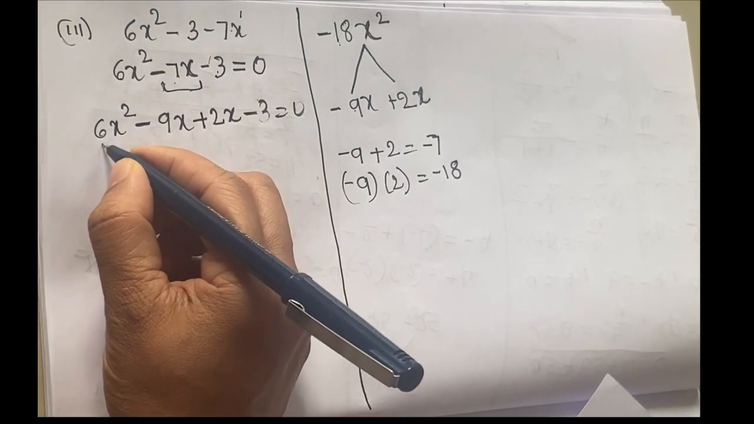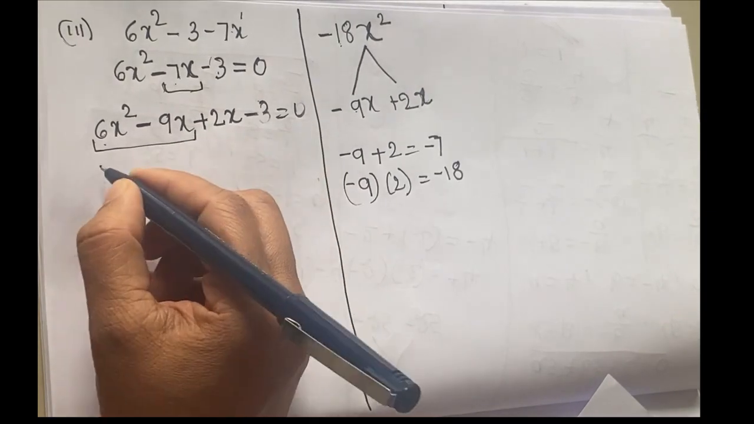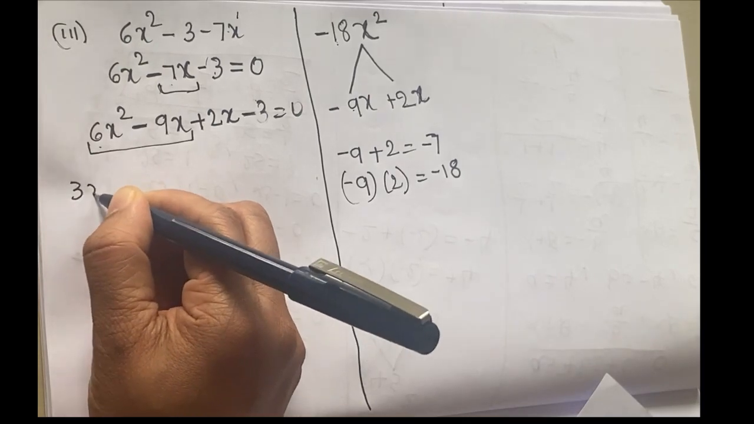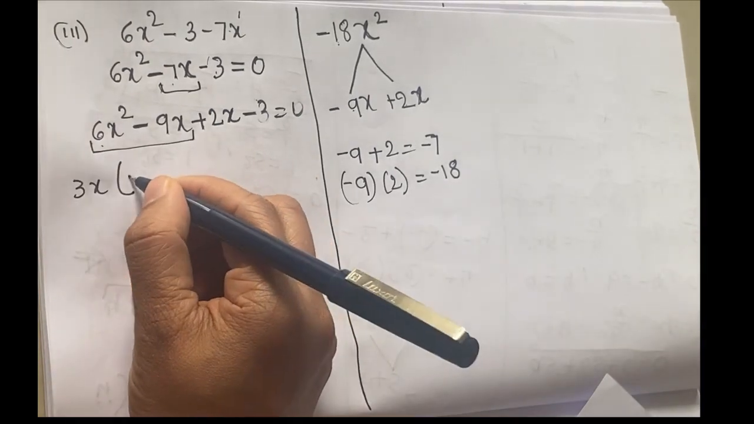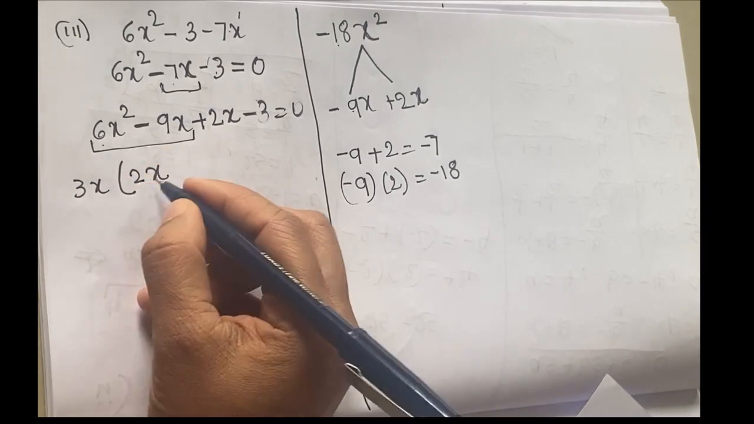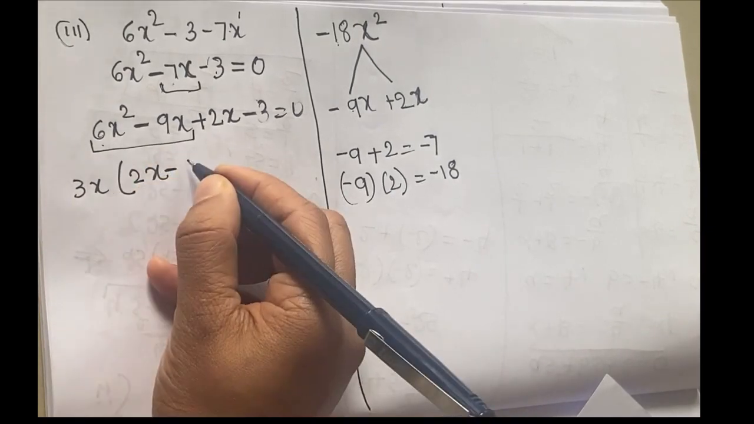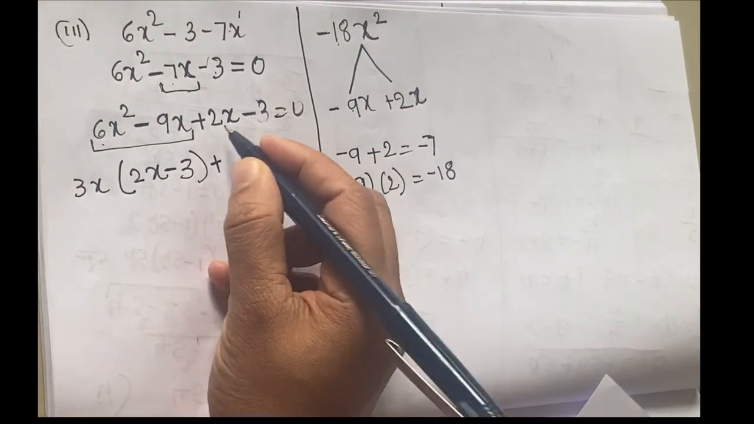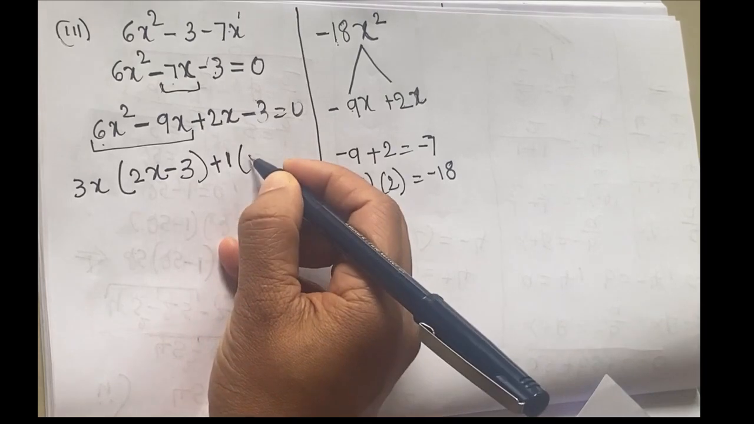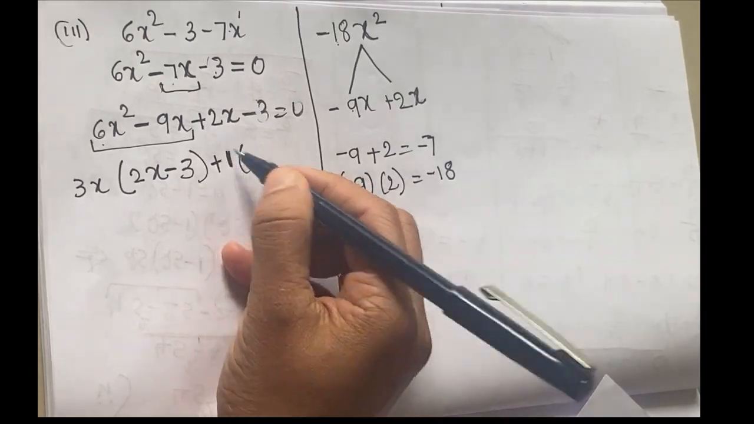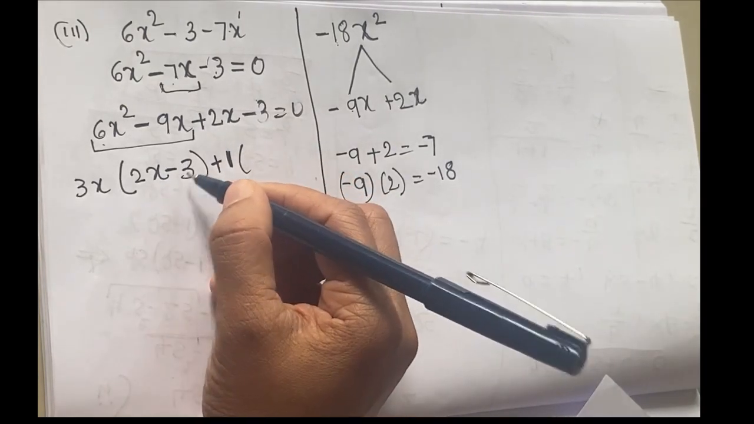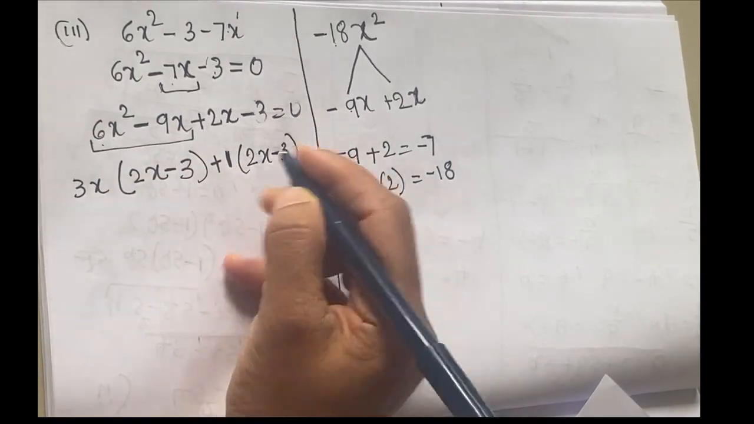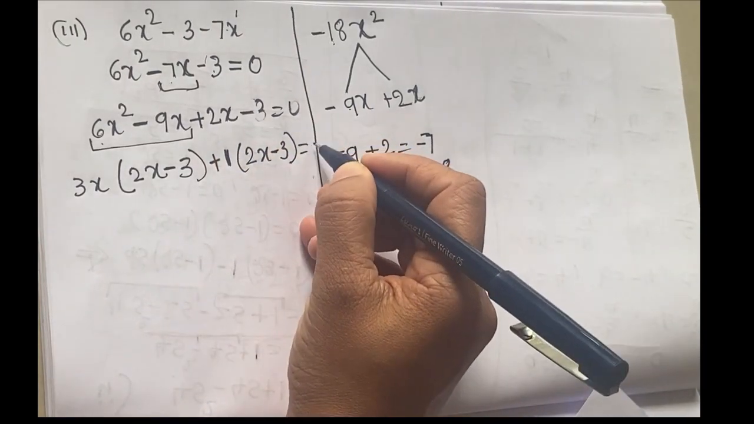Here 6x square is there, here minus 9x is there. From these two, 3x is common. I'll take 3x outside. 3 2s are 6, minus 3 3s are 9. And from these two, I will take plus 1 outside, leaving 2x minus 3. Why am I taking plus here? Because the common term is 2x minus 3, we already got here. That's why to get the common term 2x minus 3, I am taking plus sign outside. Plus 1 is equal to 0.